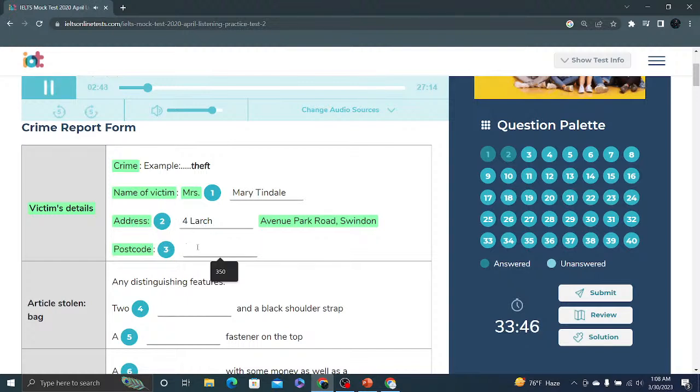Sorry, you said 4 Larch Avenue, as in L-A-R-C-H. Yes, and the postcode is FN1 SW19.